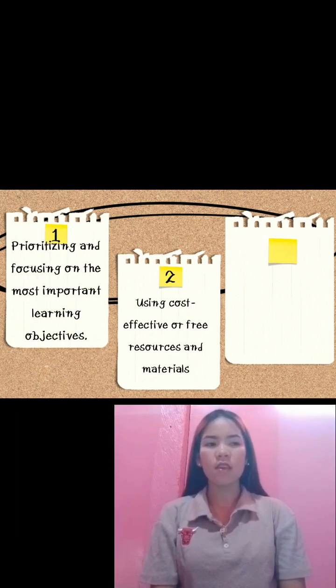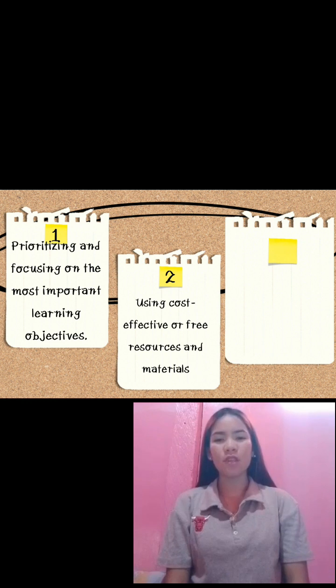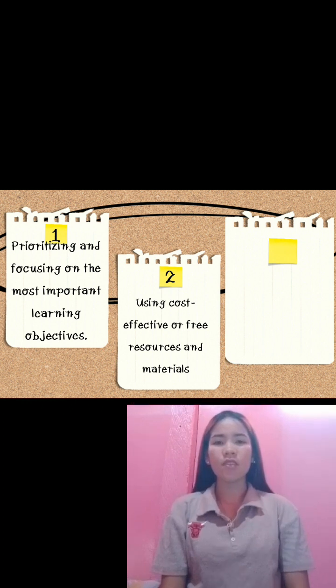Next is using cost-effective or free resources and materials. To address this challenge, educators can explore alternative teaching methods such as hands-on activities, group discussion, or visual aids that do not rely heavily on technology. Collaboration with colleagues to share resources, seeking external partnerships for access to technology, or utilizing low-tech solutions like physical manipulatives can help overcome the limitations of minimal technology access in session planning.